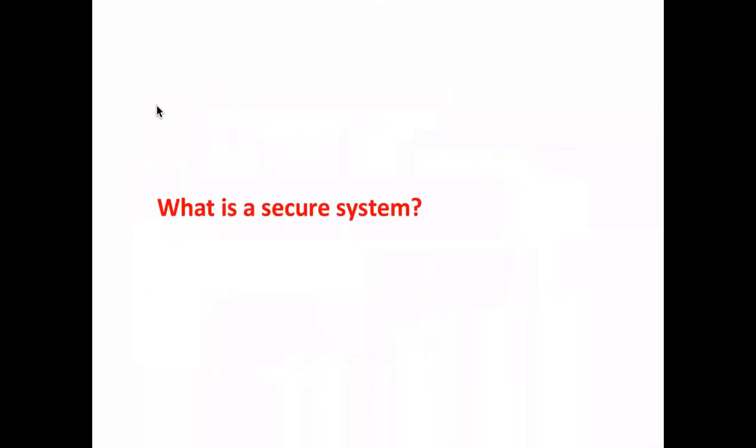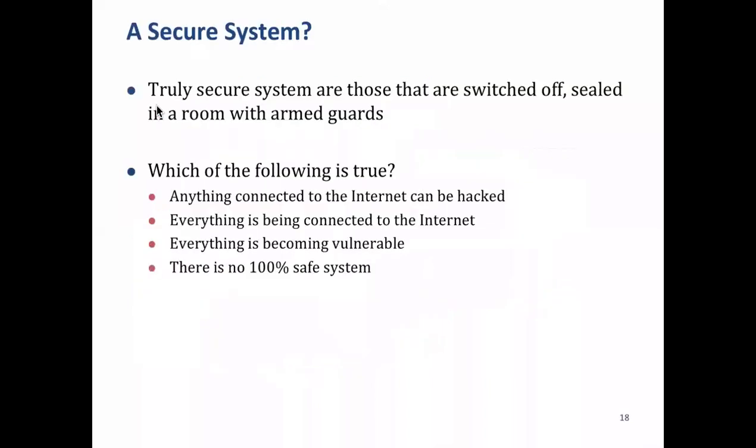Okay, all right. So the question is then, how do we say what is a secure system? What can be a 100% secure system? A 100% secure system is one that is switched off, no power to that. When we say system, a computer system, it is sealed in a room with armed guards. That's it. Otherwise, all systems are vulnerable to some degree or other.